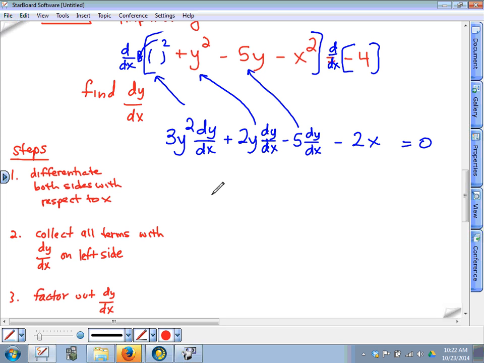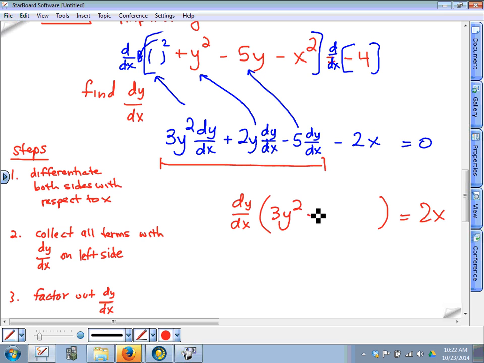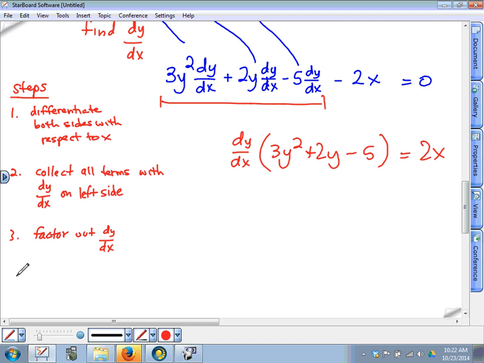Just to save time, we're going to combine steps 2 and 3 into one. If we move the 2x over and then factor out a dy dx from all of these terms, we're going to have dy dx, parenthesis, equals 2x. And what's in the parenthesis? 3y squared plus 2y minus 5. I know I'm going a little bit quicker, but are we okay so far? Step 4, last step. What is it we were supposed to find? You guys can tell me the fourth step.